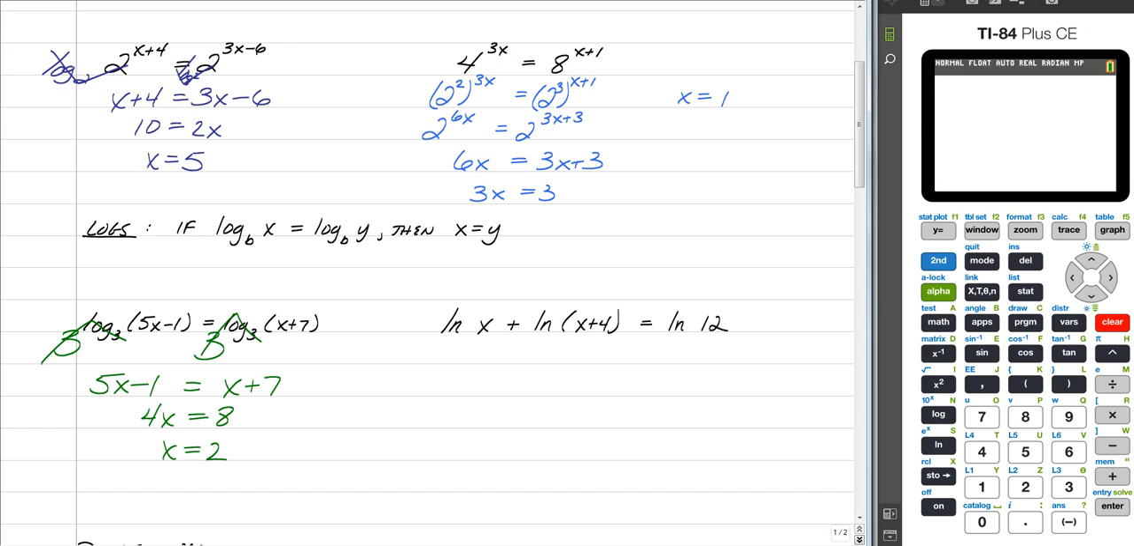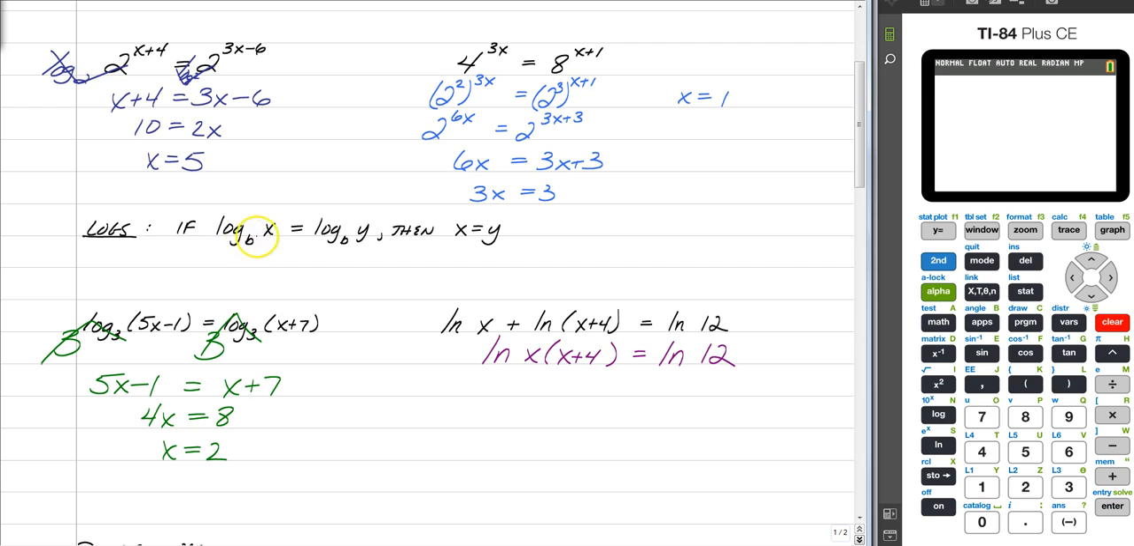Before you exponentiate both sides by e, you can only have one log or natural log on each side. So the first thing you have to do with this side is condense. So remember, the addition is actually the product property, where we would rewrite this as the natural log of x times x plus 4. And that would be equal to the natural log of 12. So sometimes if you have two logs on one side, you must condense. Of course, if you were to exponentiate both sides to e, that's how you would get it to go away.